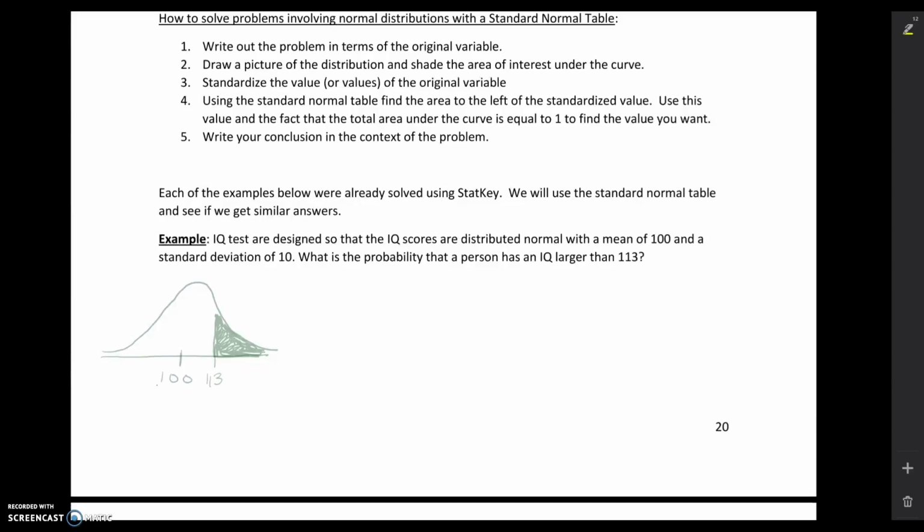But unfortunately, we don't have a table that tells us about normals that are centered at 100. Instead, we have what's called a standard normal table. In order to use the standard normal table, I have to standardize this value. Standardizing, we have z equal to the value I'm interested in, 113, minus the mean, divided by the standard deviation. If you put that in your calculator, you should find that that is 1.3.